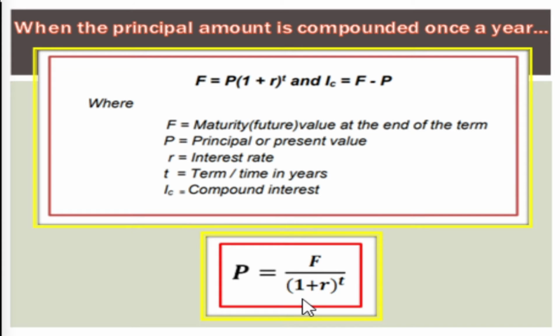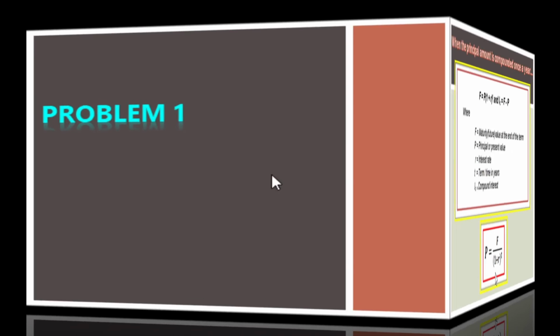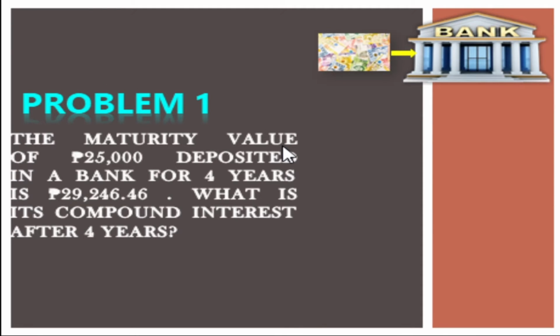In problem 1, the maturity value of 25,000 pesos deposited in a bank for 4 years is 29,246 pesos and 46 centavos. What is its compound interest after 4 years?